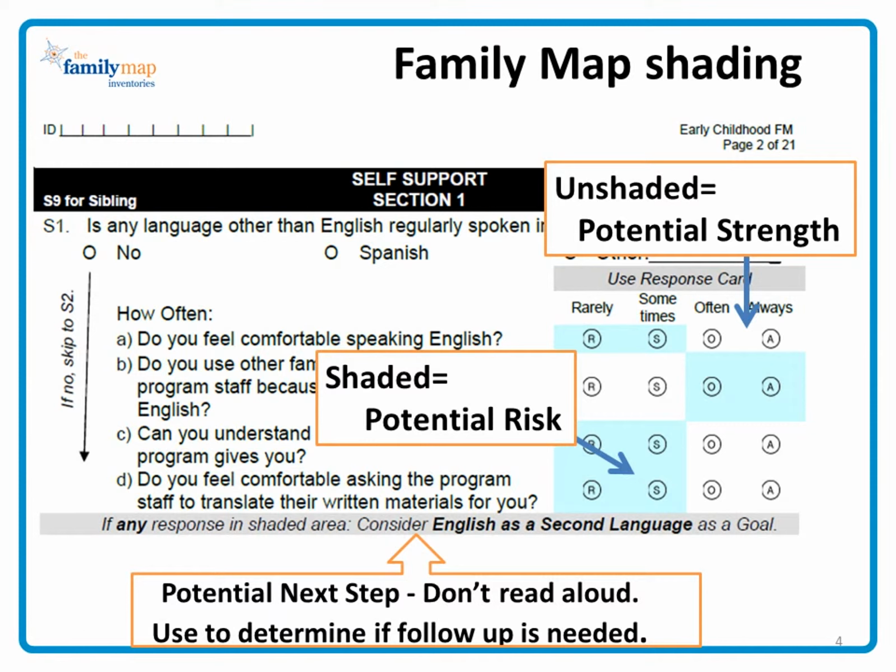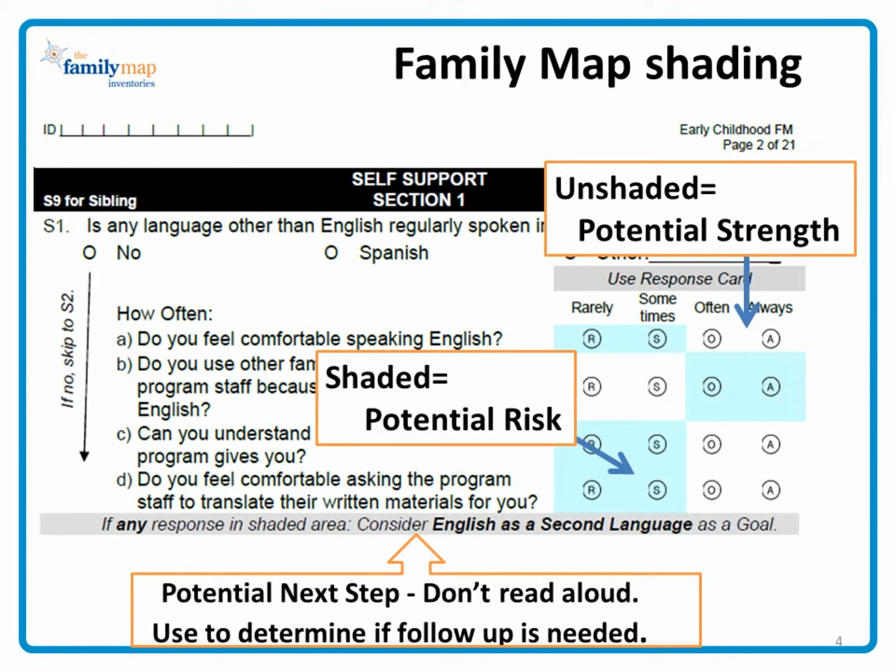We see here this gray box says, if any response in the shaded area, consider English as a second language as a goal. On this particular question, any answer in the shaded area could be a concern for this family. This may mean the family is not able to understand everything you're trying to communicate with them, and you may need to have more conversation to understand the circumstances.